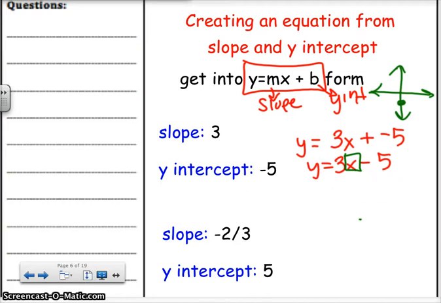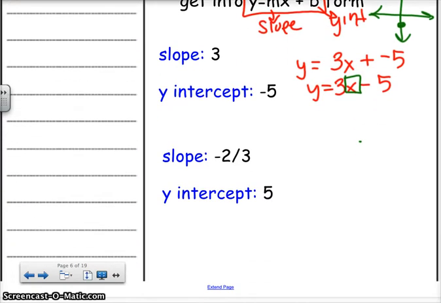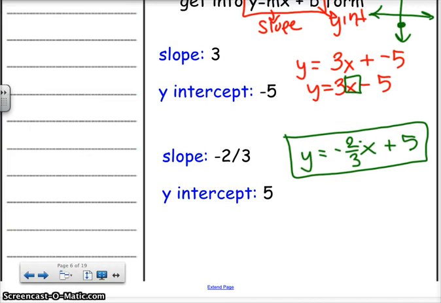All right, a slope of -2/3, y-int 5. Y is equal to my slope, -2/3, times x, don't forget the x, plus my y-intercept. There's the equation of my line. Y equals mx plus b.